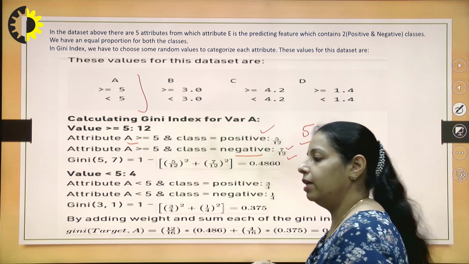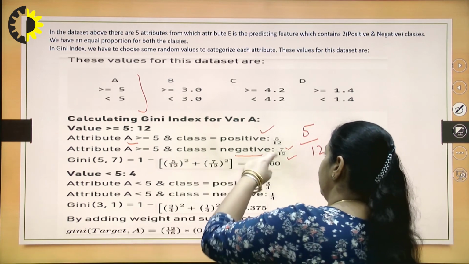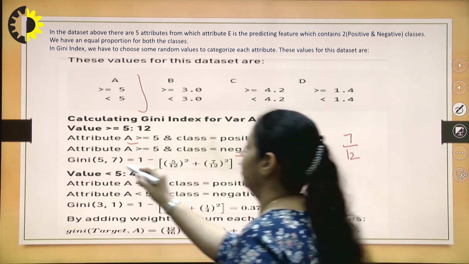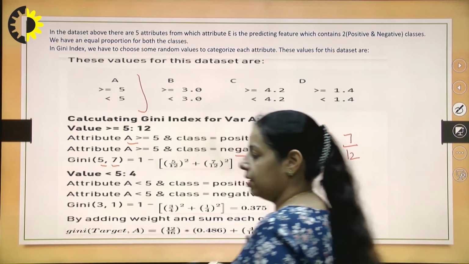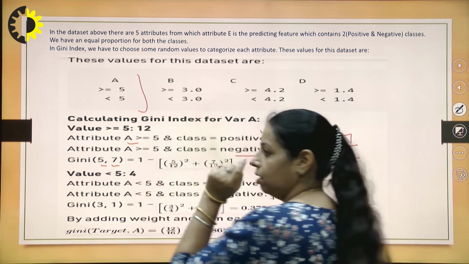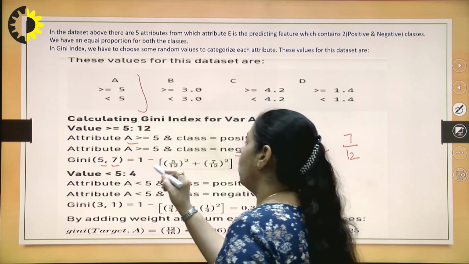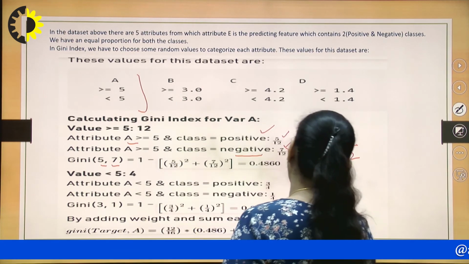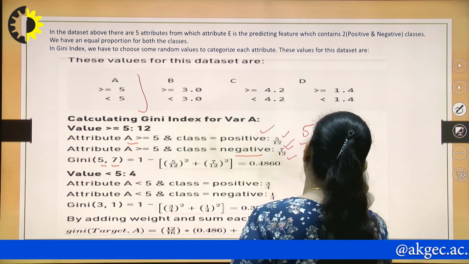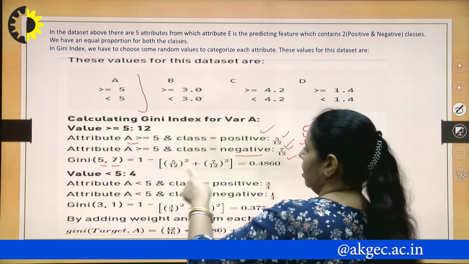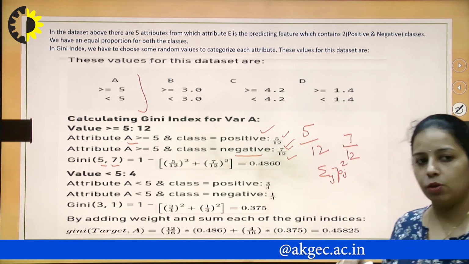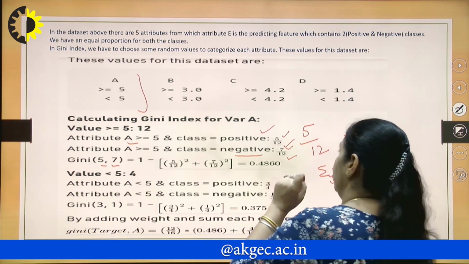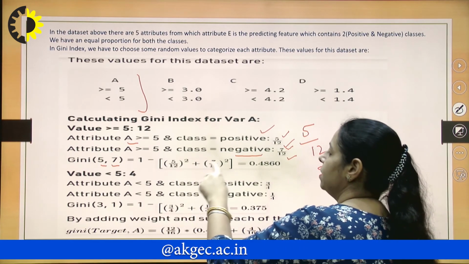Now we will calculate its Gini index, that is 5 and 7. The Gini index is calculated by putting the values in the formula. We have the formula 1 minus the summation over j of p squared j. So these are the positive number of classes. We take the square of them. That is the formula. So 5 by 12 squared plus 7 by 12 squared.